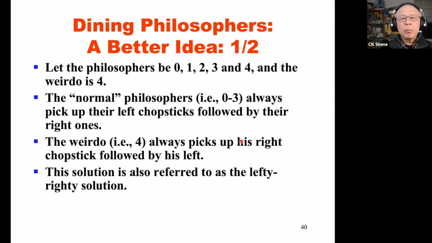Let's say we number the philosophers 0, 1, 2, 3, and 4. And the weirdo is 4. So the normal philosophers are 0, 1, 2, 3. They always pick up their left, followed by their right. The weirdo, number 4, always picks up his right first, followed by his left. Here we use weirdo, but some other literature may refer to it as the lefty-righty solution.